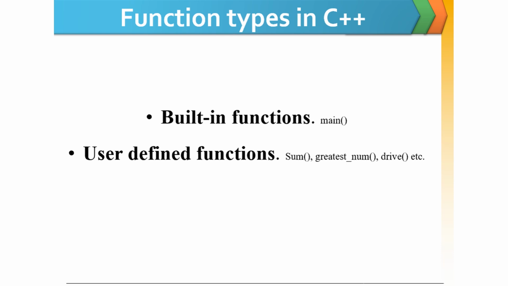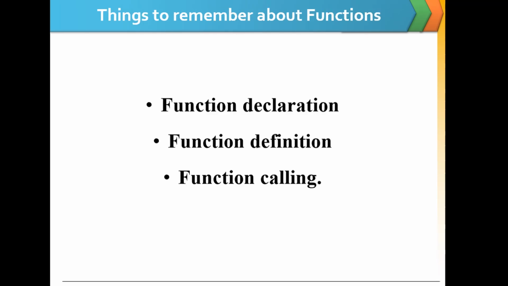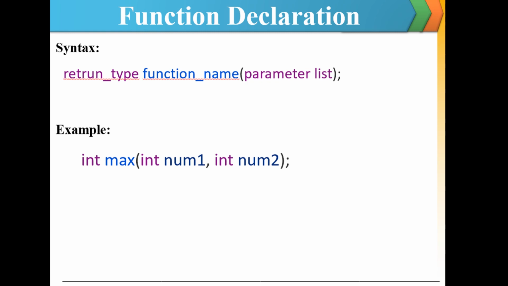An important thing to remember is that functions are always written with parentheses. That is, after the name of the function, parentheses must be written. There are three things that you need to remember before using functions in your programming. Those are function declaration, function definition, and function call. Function declaration tells the compiler that there exists a function with a given return type, name, and set of parameters. Function declaration does not include the body of the function.